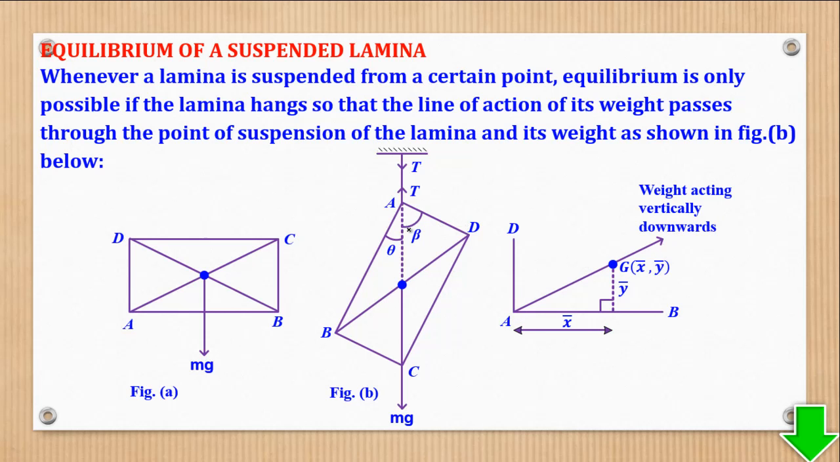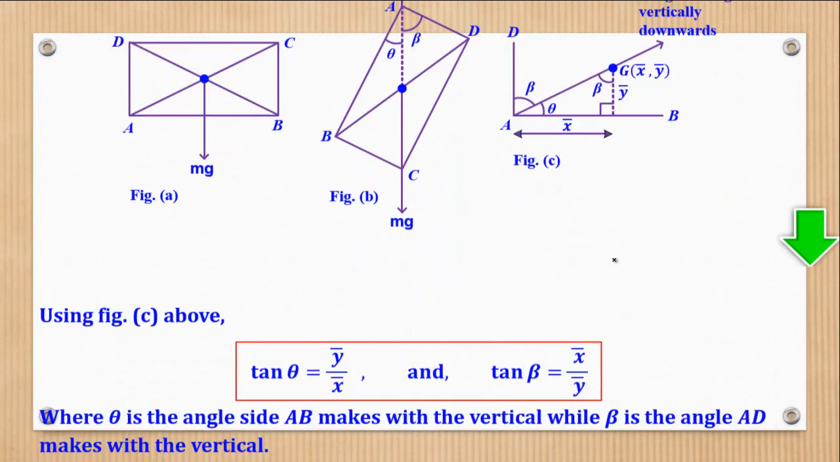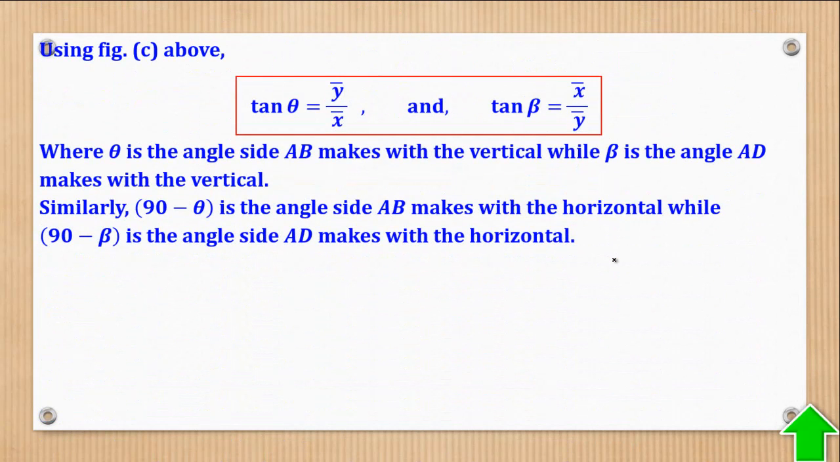As simple as that. Now, the angle they will tell you, for example, they may want the angle AB makes with the vertical. It will be this. Or they may also want the angle AD makes with the vertical. It will be beta. Like that. So you don't need to do a lot of work to redraw it when you have suspended it. Just remember that the line of action passes through the point of suspension and the center of gravity. As simple as that. If they ask for the angle it makes with the horizontal, it means you say 90 minus theta and also 90 minus beta respectively.